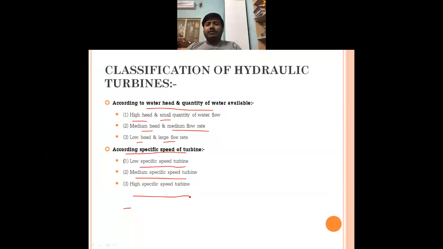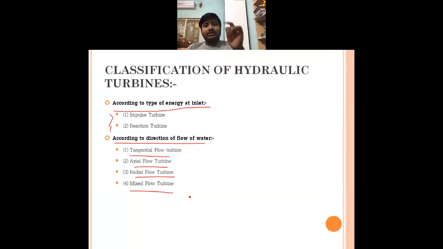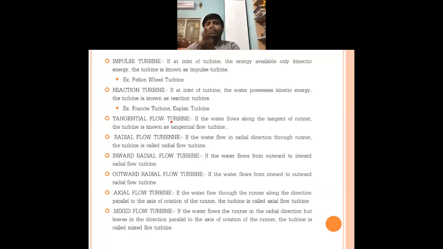Okay, so first let us understand what the turbines are, what the classification is, and what the definitions of the turbines are, which I have already mentioned. First I will come to the impulse turbine. What is known as the impulse turbine? What is the definition of impulse turbine? Impulse turbine means if the energy available at the inlet of the turbine is only kinetic energy, then it is known as an impulse turbine. And the example of the impulse turbine is the Pelton wheel turbine.